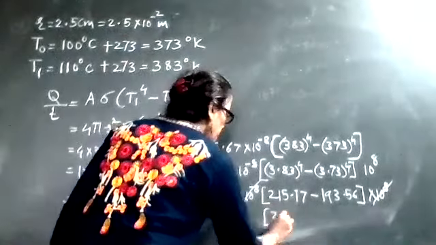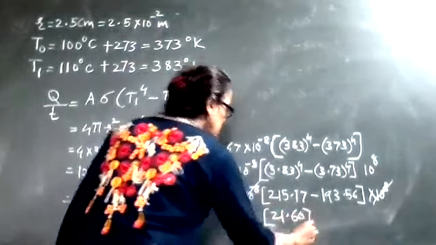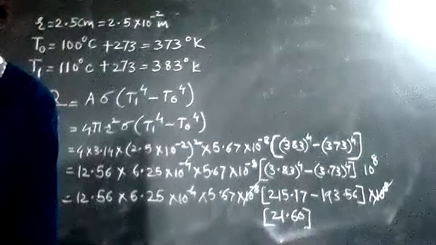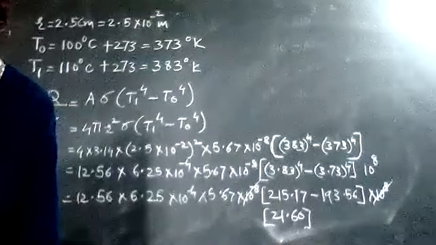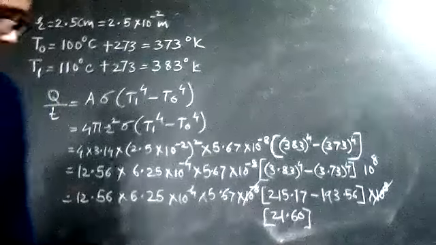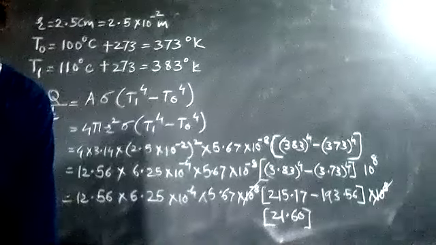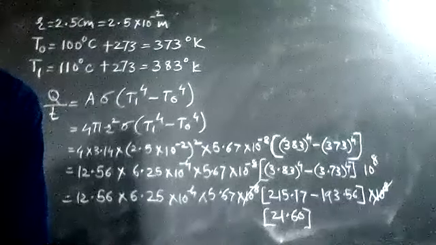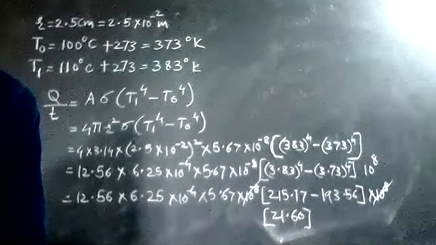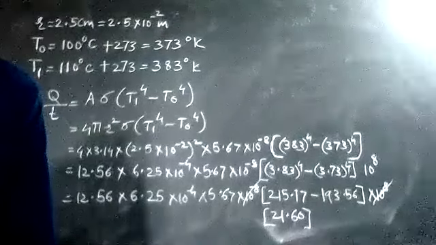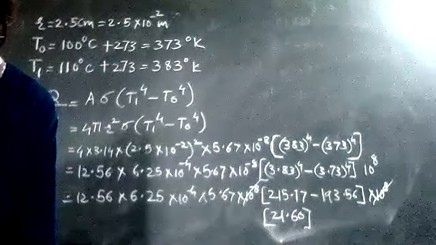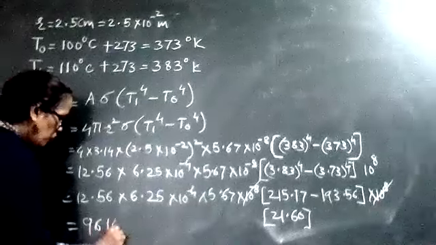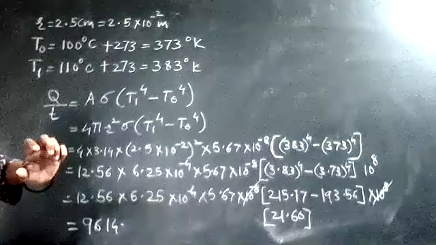21.60. This is a subtraction. This subtraction will be multiplied by 12.56 multiplied by 6.25 multiplied by 5.67. Right? So I am getting 9614. Final answer 9614. Point. How much I am getting?